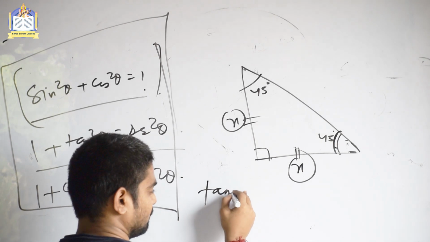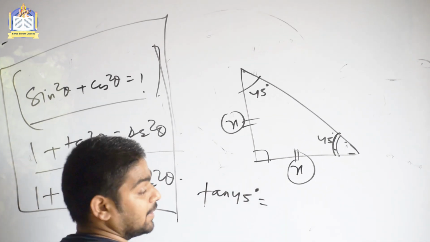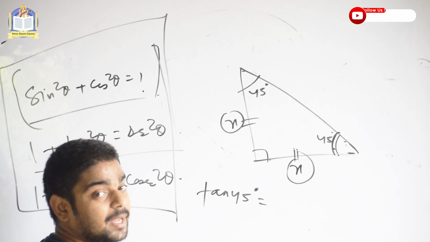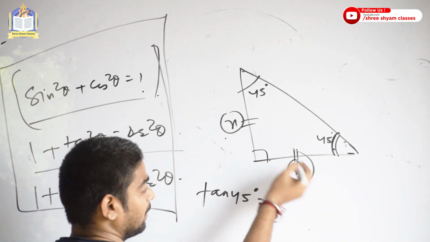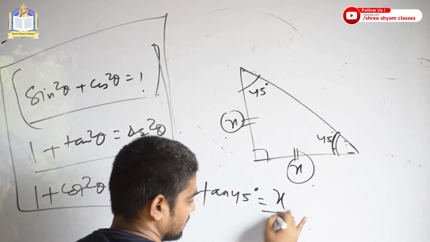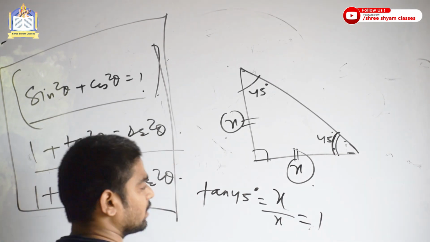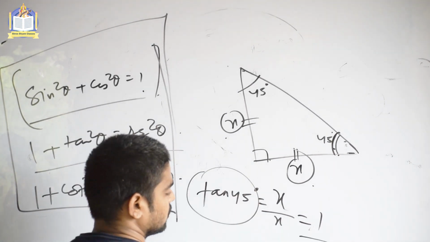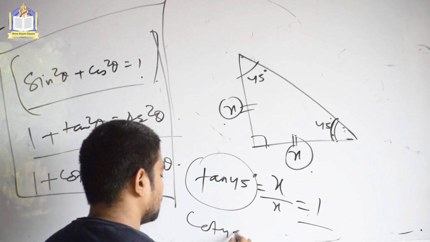Tan 45. So tan is P by B. So P is this and B is this. So x by x. This is 1. We very well know that tan 45 is 1. So cot 45 will also be 1.